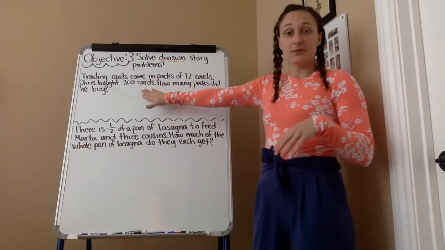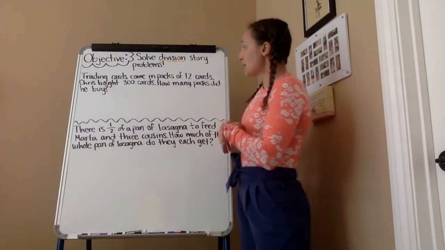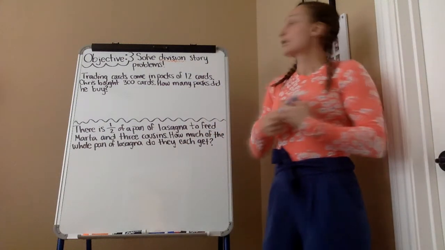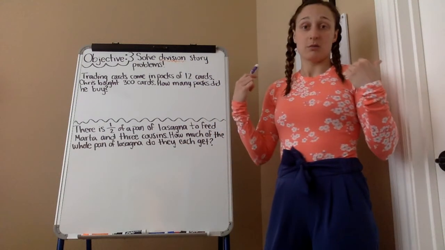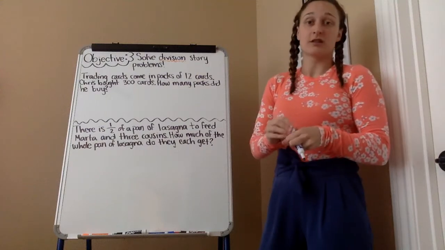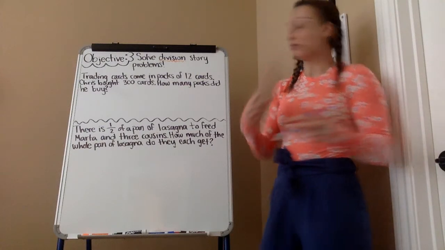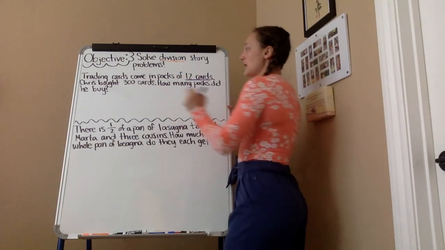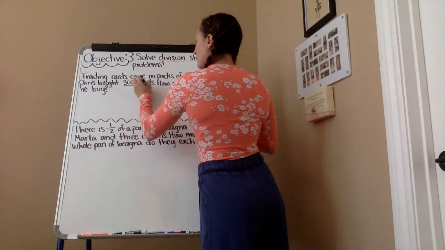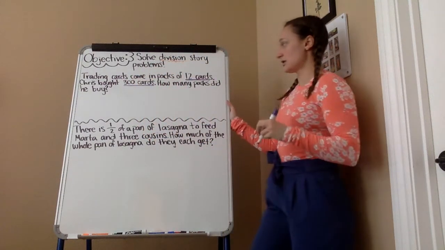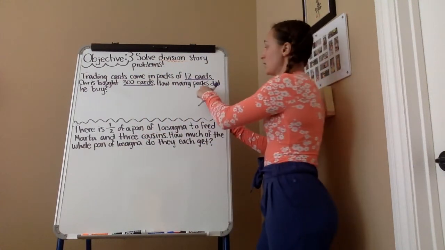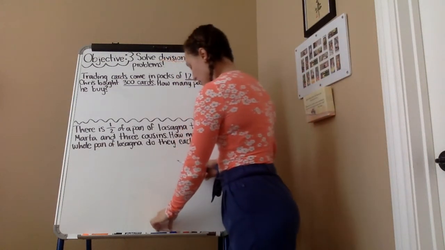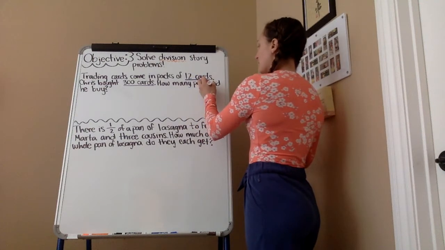So I have one of the problems written up here, and it says trading cards come in packs of 12 cards. Chris bought 300 cards. How many packs did he buy? Okay. So the first thing I want to do is find my two values. I see 12 cards, and I see 300 cards. But in my answer, it's asking how many packs did he buy. Here is our unit. That will be in our answer.